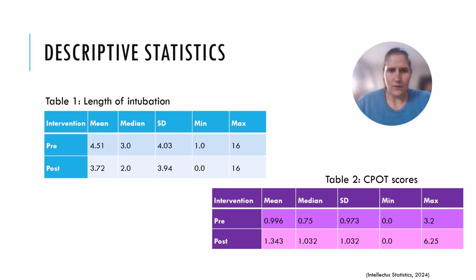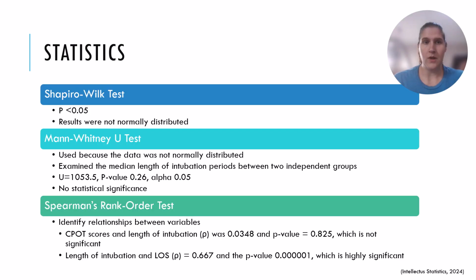The mean CPOT score increased, which could potentially reflect improved pain assessments. The Shapiro-Wilk test was conducted to assess whether the length of intubation followed a normal distribution. The results indicated p-values greater than 0.05, suggesting that the data was not normally distributed. Consequently, a Mann-Whitney U-test was employed, validating the use of a non-parametric test instead of just a t-test.